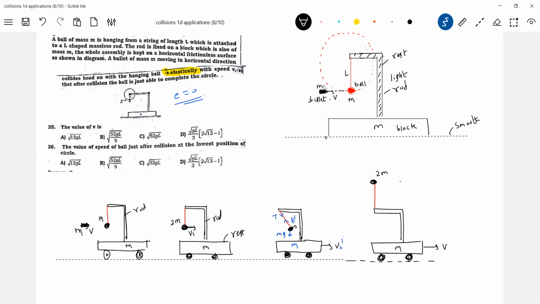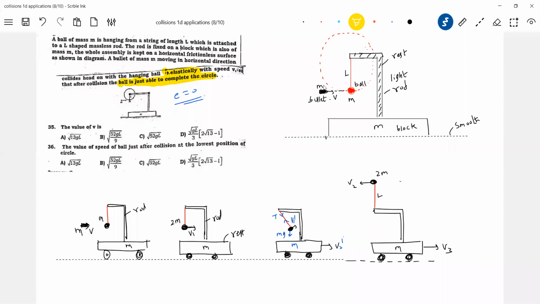Let the velocity of this be v3. Let the velocity of this be v2. This is L. It is asking what should happen to this particular v. Just able to complete the circle. So what should be the value of v? Shall we write root 5 gL? Problem solved.